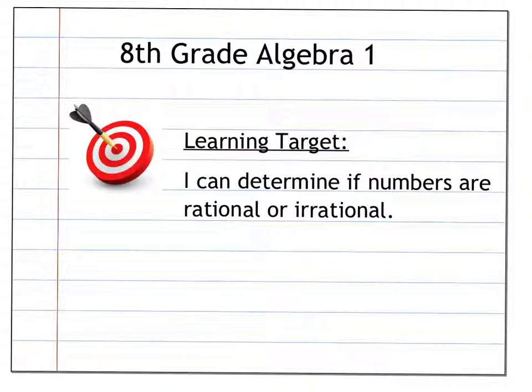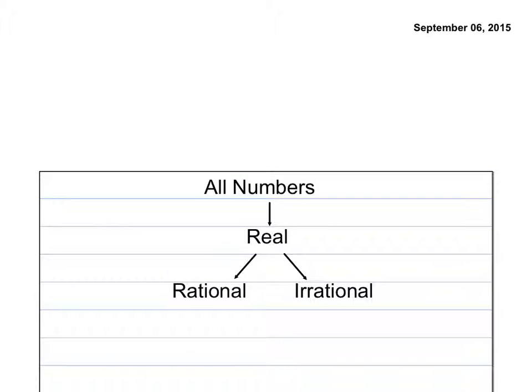I can determine if numbers are rational or irrational. You'll also hear this sometimes called I can classify numbers as rational or irrational. And you're also going to be asked to name all sets to which a number belongs, and that falls under those same categories. Remember to pause when you need to and take some good notes. Write down some questions that you have.